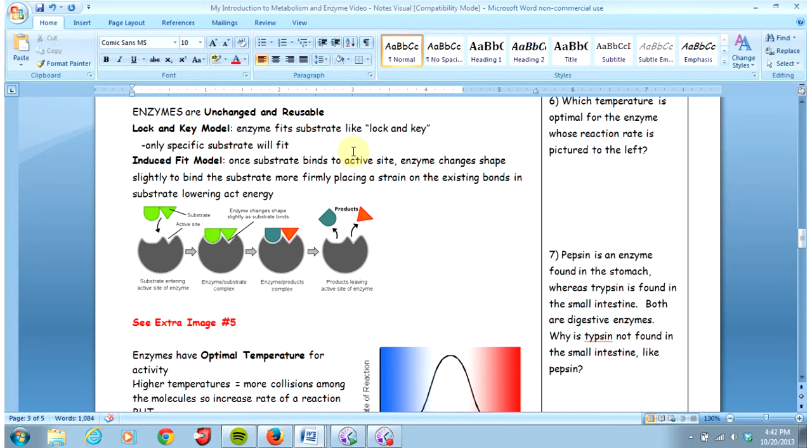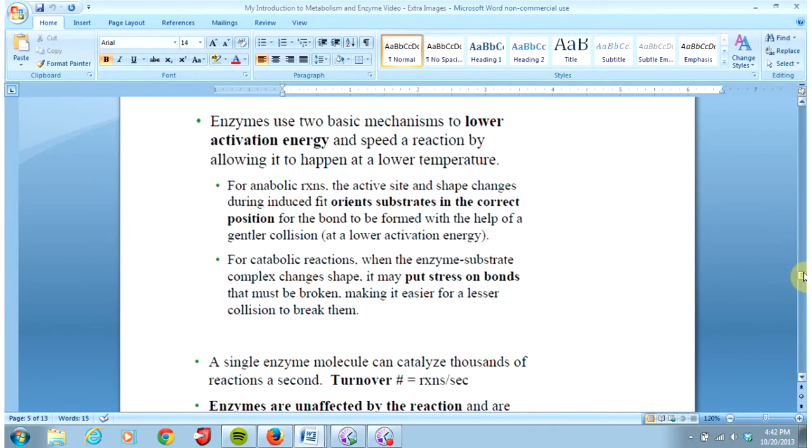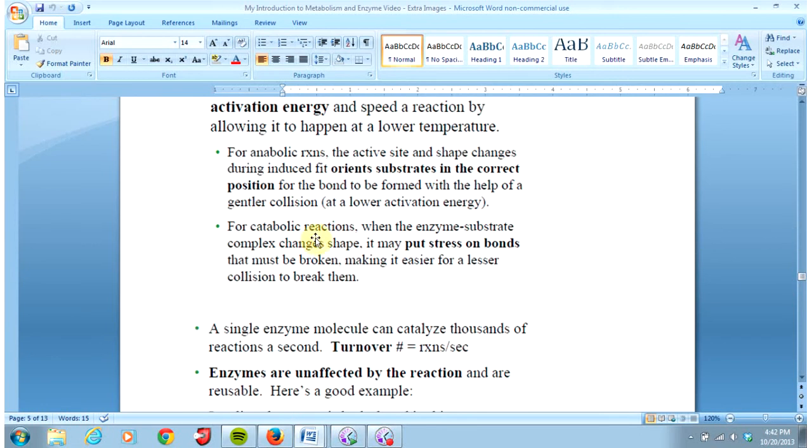They think that once the substrate binds to the active site, the enzyme is going to change shape slightly. That allows it to bind the substrate more firmly, and it puts a strain on the bonds within that substrate. So that's going to refer to our discussion of catabolic reactions, where when we bind the substrate, it puts stress on those bonds as a result of the enzyme changing shape slightly to better fit the substrate.